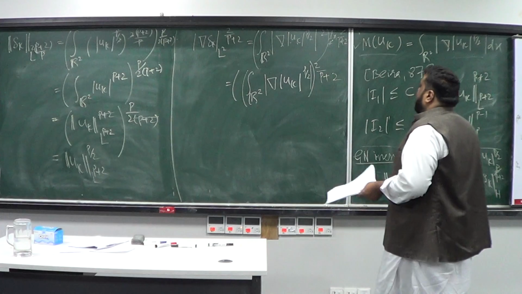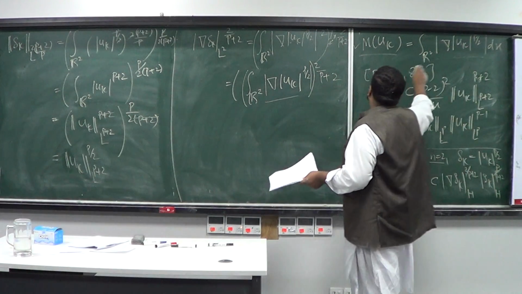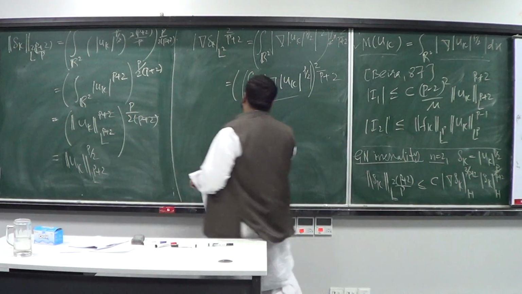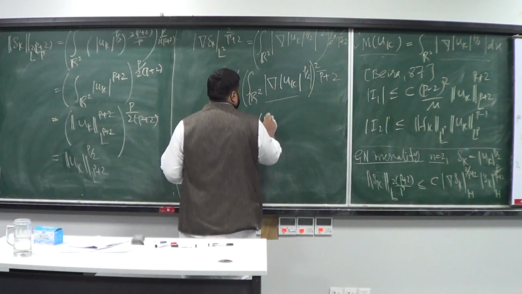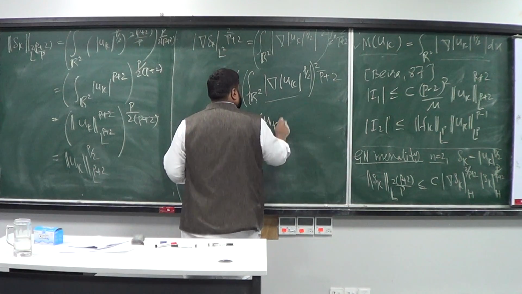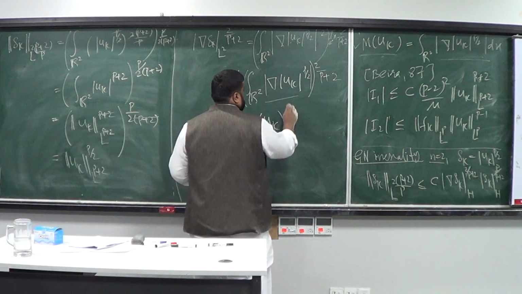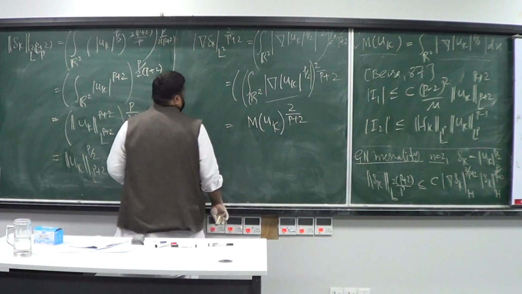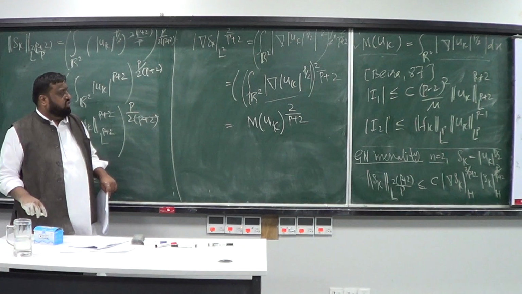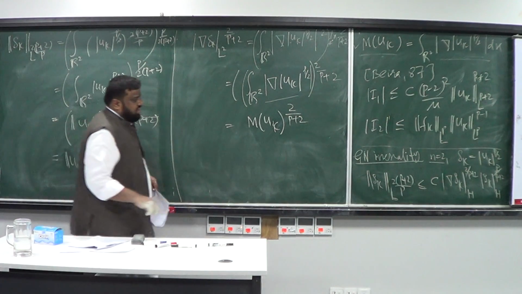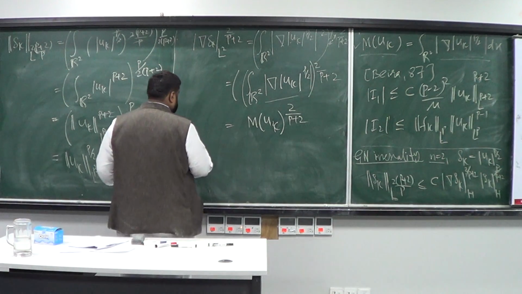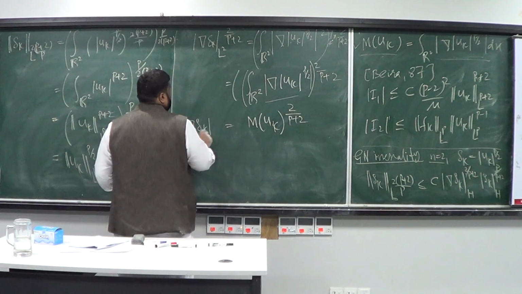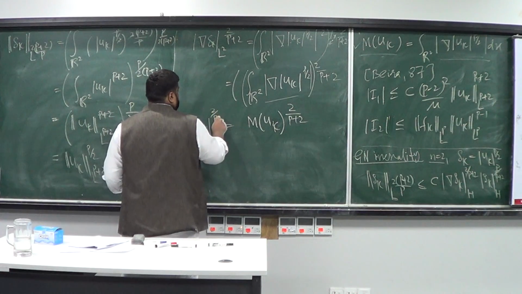So what does this show? If this guy is M of uk, then everything that you're going to get is M of uk raised to 2 by P plus 2. So this is what you're going to get for the gradient of gk raised to 2 over P plus 2.